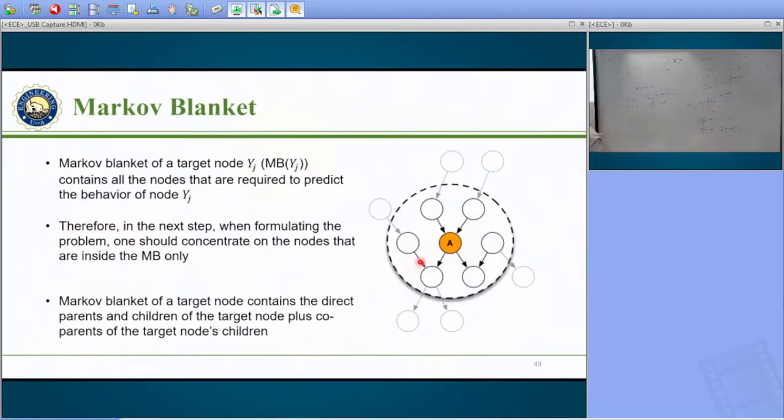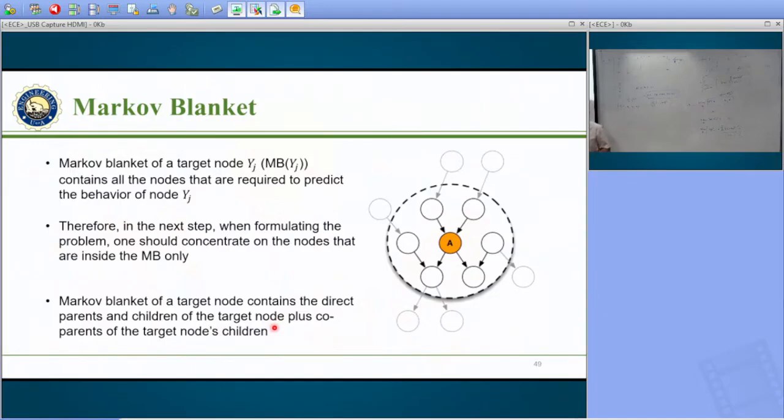You are interested in target variable A, then you look at the surrounding variables. You look at their parents, their children, and what is this called? Parents are there, children are there, and these are the co-parents of the target node. Yeah, these are called co-parents of the target node. So you can look into these surrounding variables and reduce the network structure.